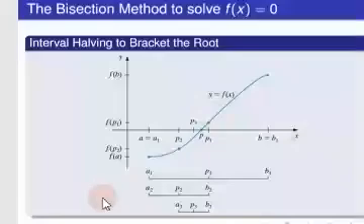Here, look at this graph. This is the exact root. This is your continuous function. This is your A, B. First you find the midpoint of A and B. So A sub 1 is A, B sub 1 is B. Then you find the midpoint P1.